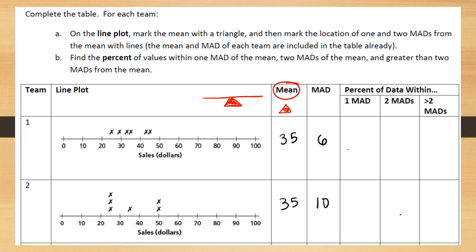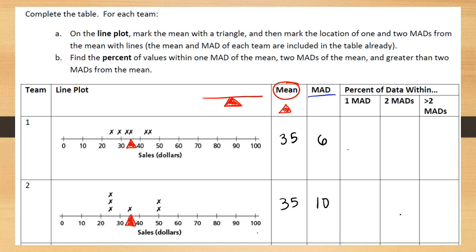And so for teams 1 and 2, the mean was both 35. So I'm going to go ahead and put in a little triangle here right at 35. So you can see that's like the balance point for the data. So again, if you imagine them being placed, this is where that balance would occur at the mean. Now we're going to mark in the MADs.